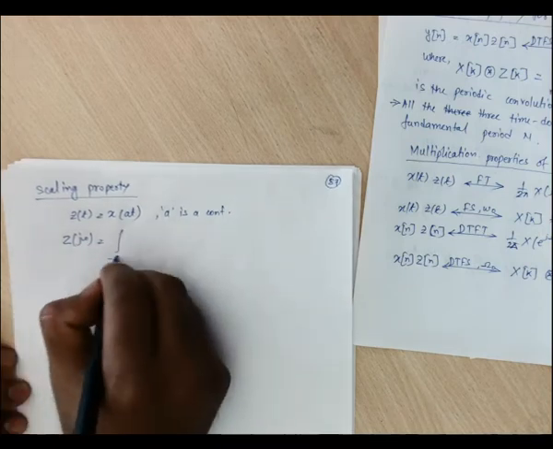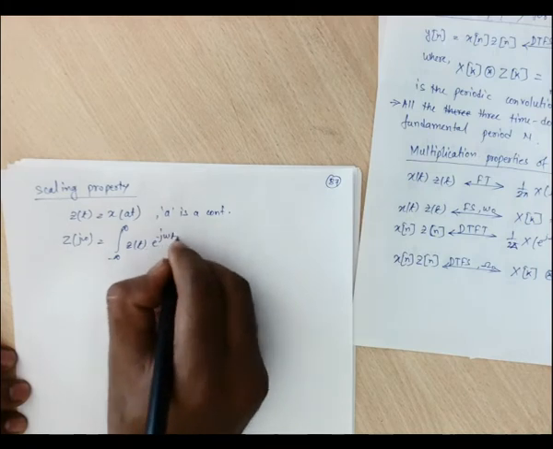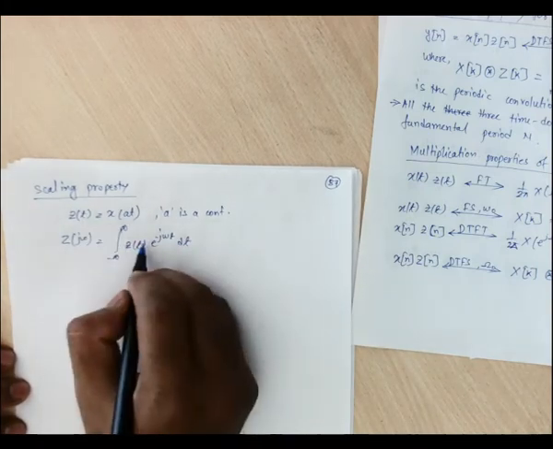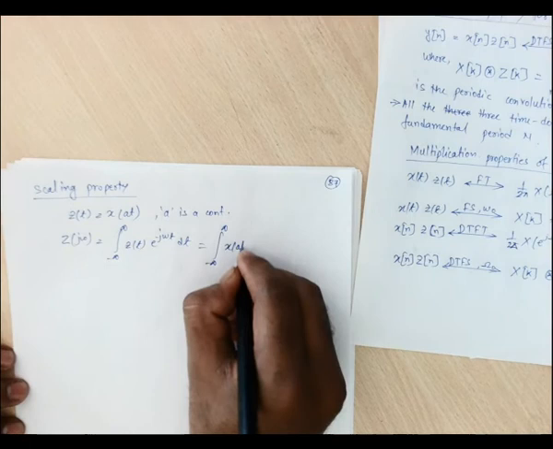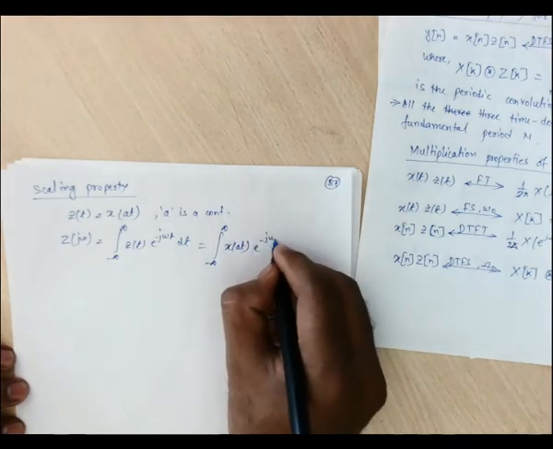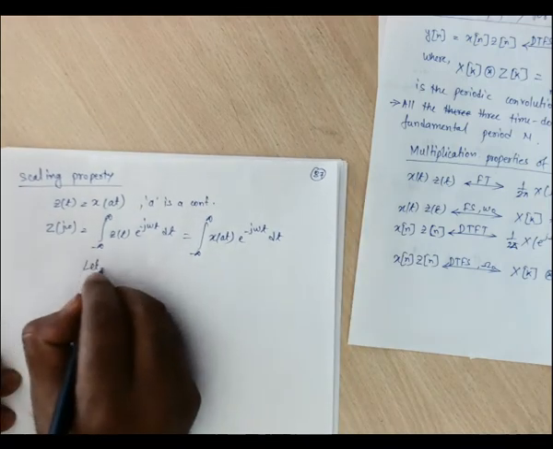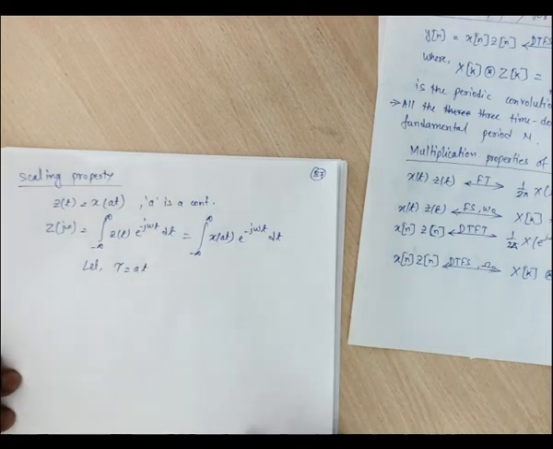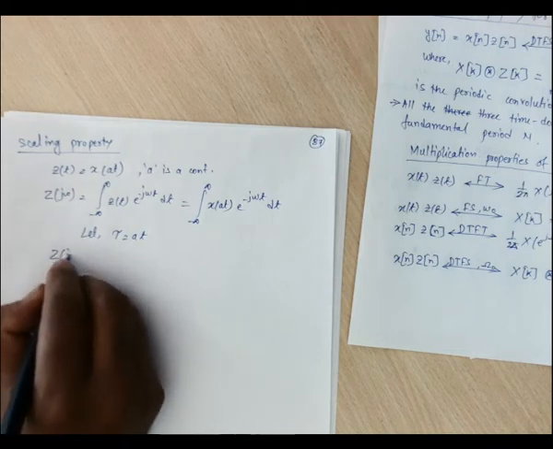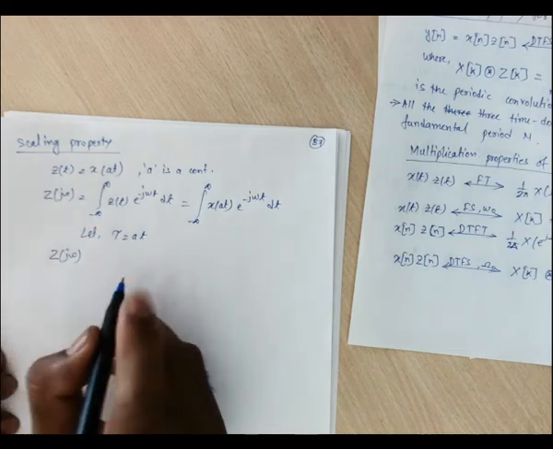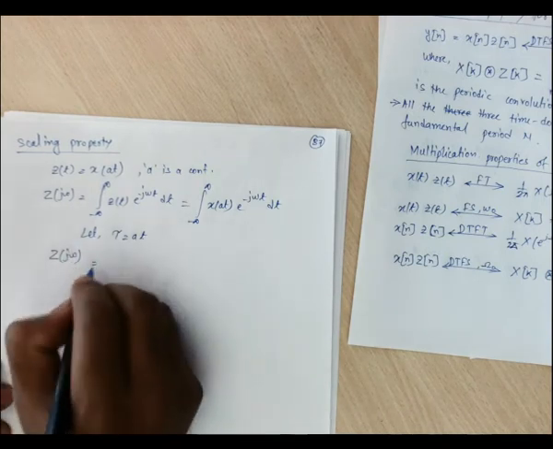If we go with the Fourier transform, this z of j omega is the integral from minus infinity to infinity of z of t e to the power minus j omega t dt. So we are replacing this z of t with x of at, integral from minus infinity to infinity of x of at e to the power minus j omega t dt. Let us consider tau equals a into t. So for this z of j omega, two possibilities are there: if a greater than 0 and if a less than 0.